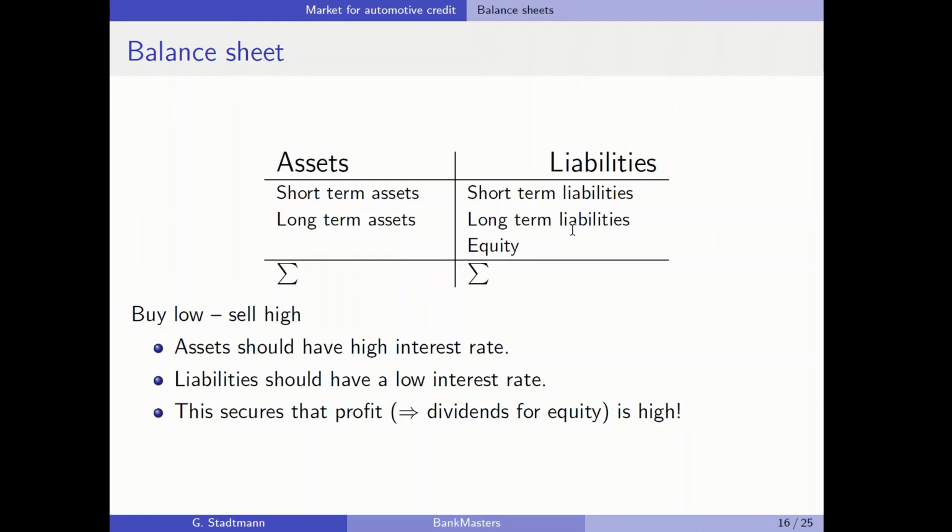So in case that the asset interest rate is high and the liability interest rate is low, this secures that the profit is high and the dividends for our shareholders are also high.